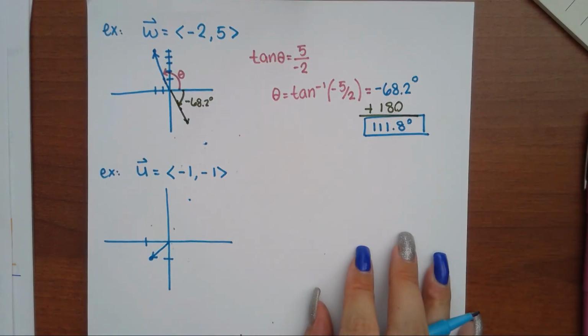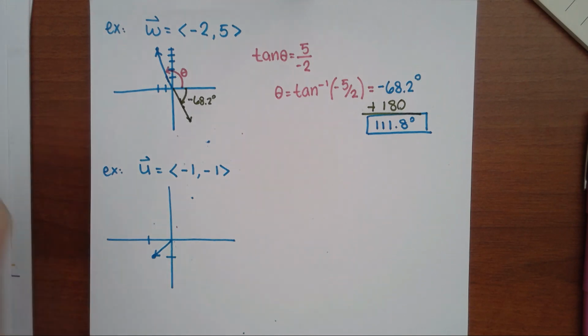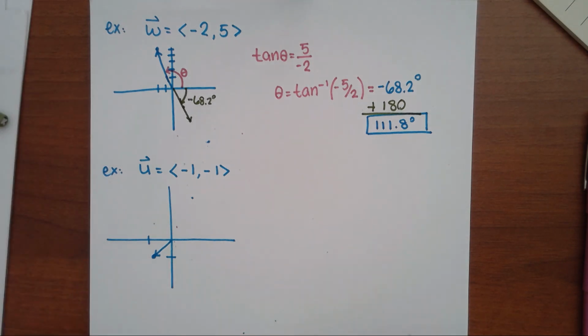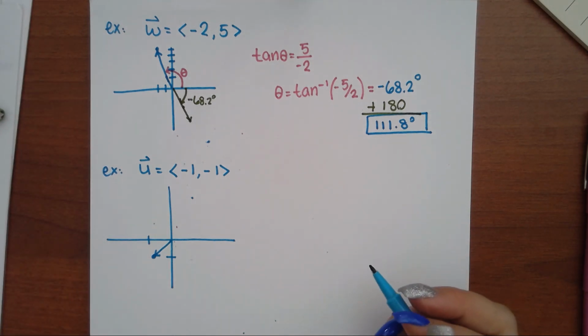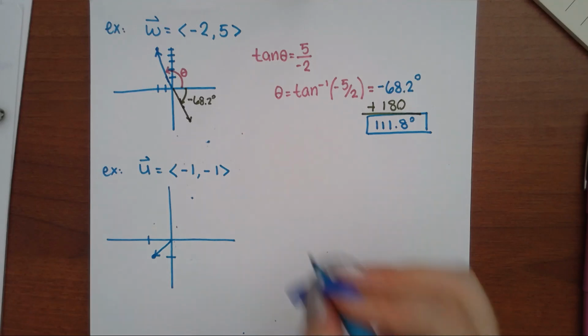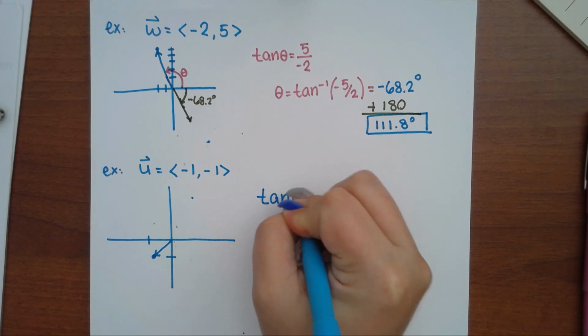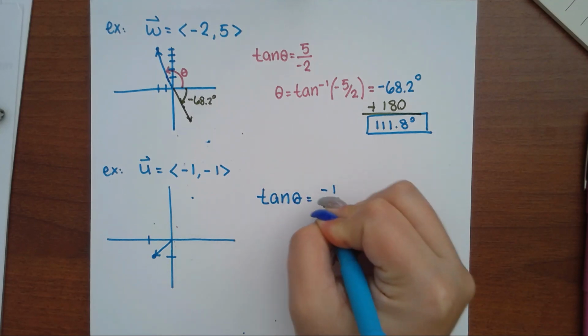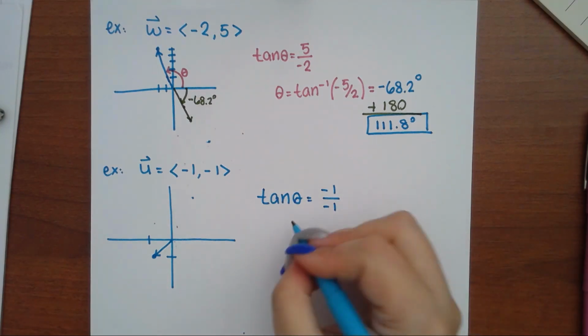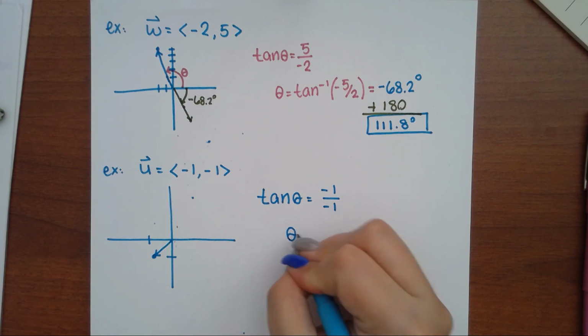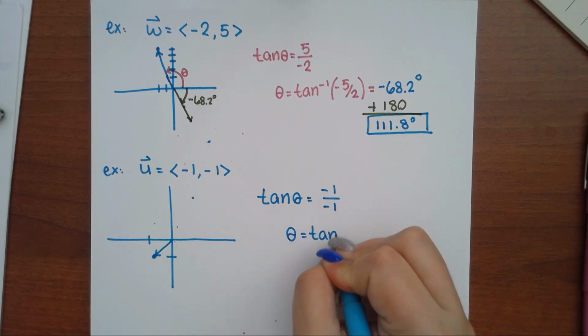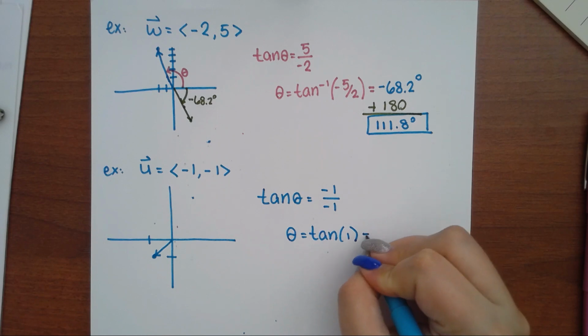Okay, looking at this last one, if you want to pause it and try it first before I get to it, absolutely go ahead, but I'm going to just dive right in. I have tangent of theta is equal to -1/1, or -1, sorry, and then I have theta is equal to inverse tangent of 1. We've actually done this once before. Tangent inverse of 1 is 45 degrees.